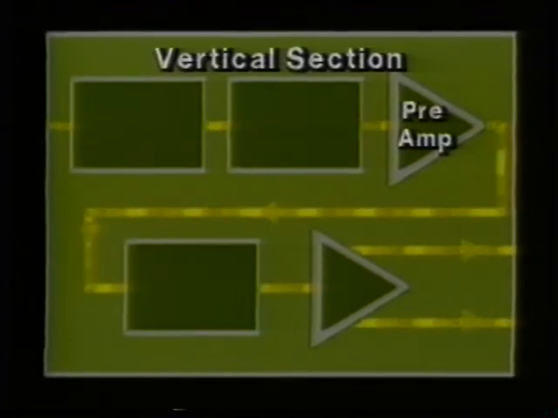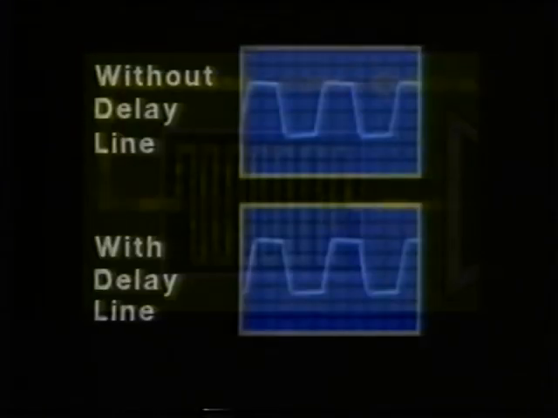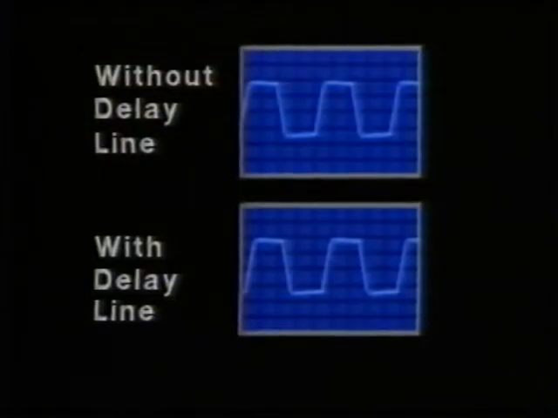Following the vertical input amplifier, the next block the incoming signal encounters is the delay line. This line delays the signal output from the vertical input amplifier for a short period of time. That way the horizontal sweep generator circuitry has time to initiate a sweep before the vertical signal reaches the CRT vertical deflection plates. This coordination of vertical and horizontal timing by the delay line lets us view the signal's leading edge. Without delay, the signal would look like this. With delay, like this.